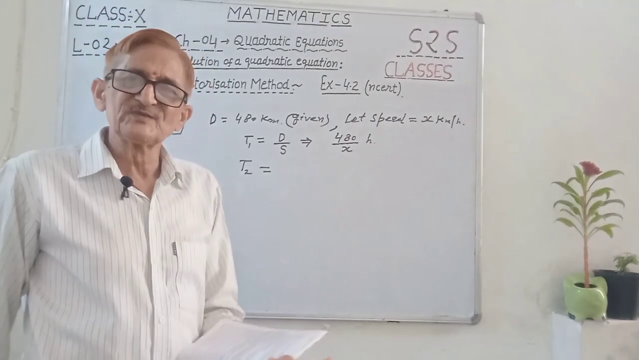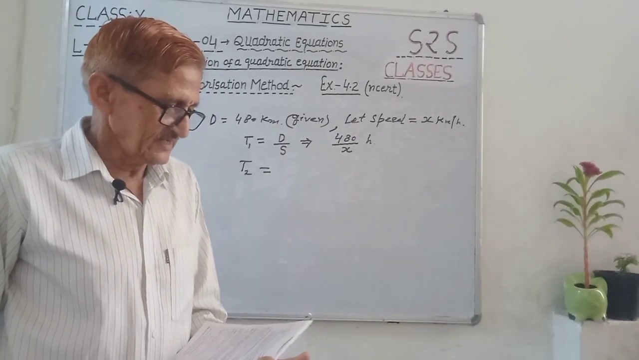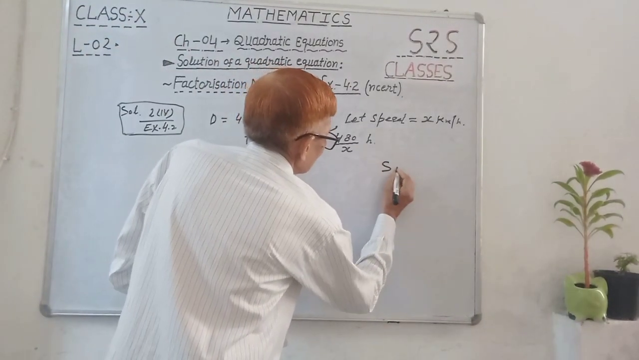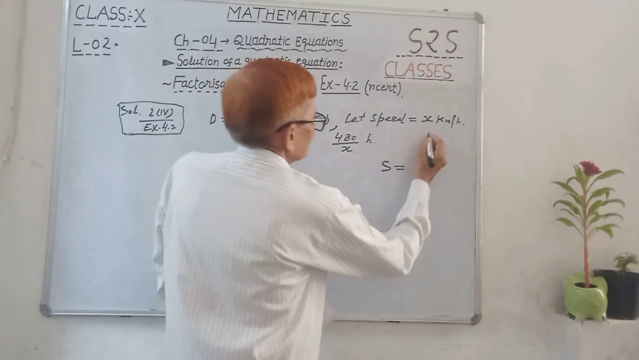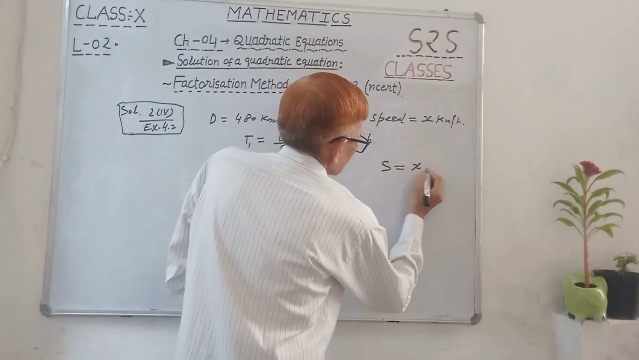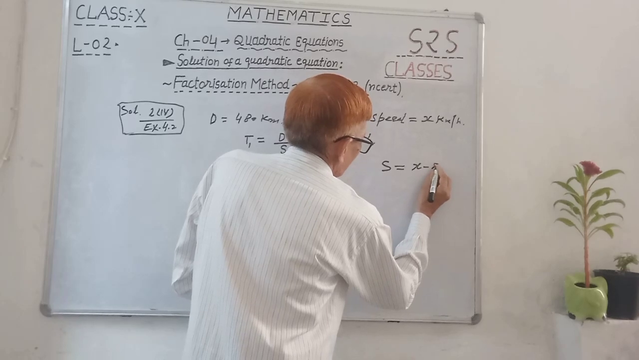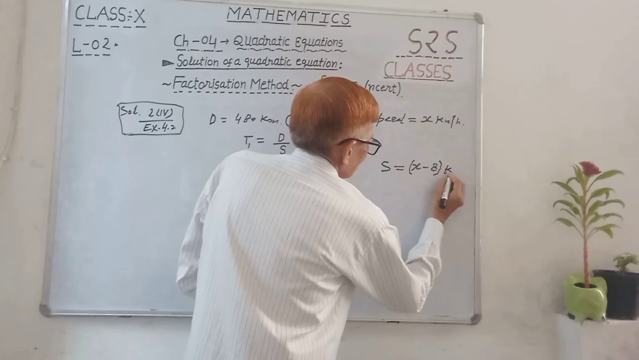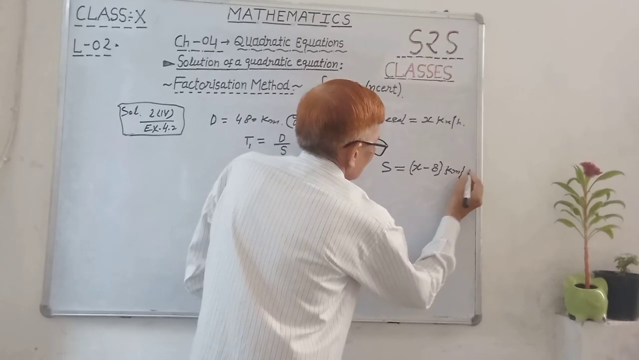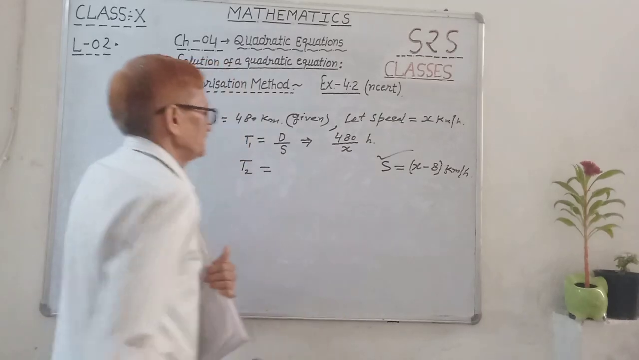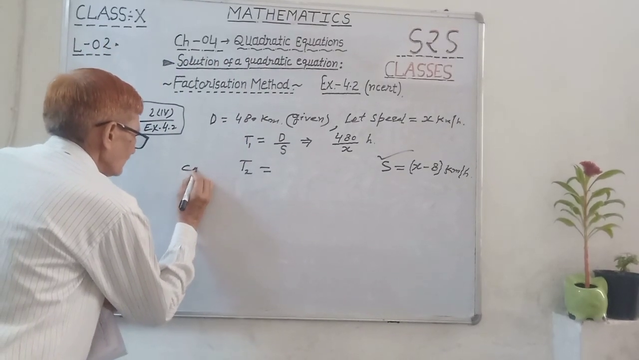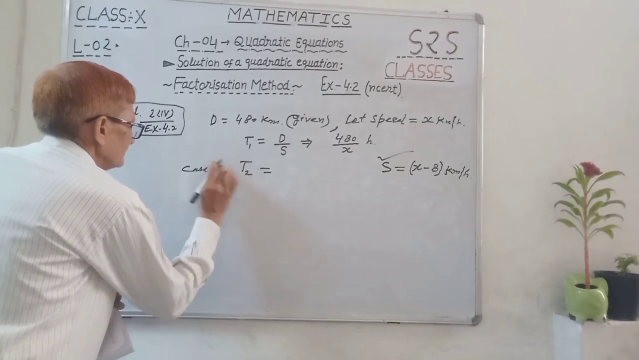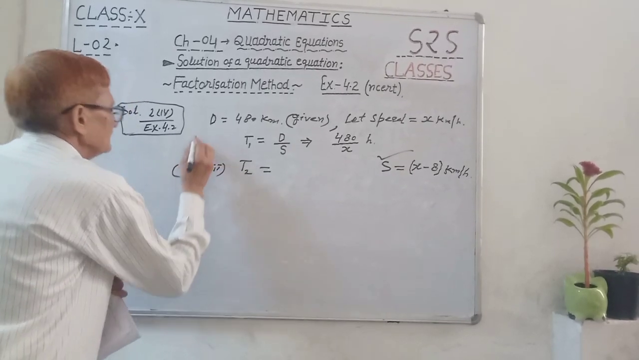Now second time, according to the question, if speed is 8 kilometer per hour less, speed is less now in the second case. So less means x minus 8 kilometer per hour. Now speed in the second case is x minus 8 kilometer per hour. This is the first case, and that is the second case.